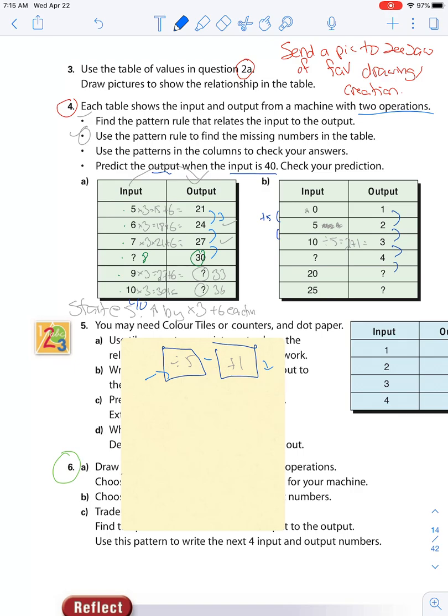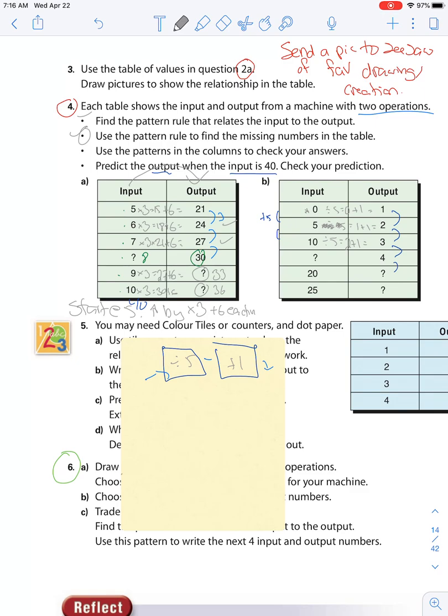So say that I did 0 divided by 5, that is obviously going to be 0. Plus 1 equals 1. Okay. 5 divided by 5 is 1. Plus 1 is 2. 10 divided by 5 is 2, plus 1 is 3. Okay, I think that that one could work.